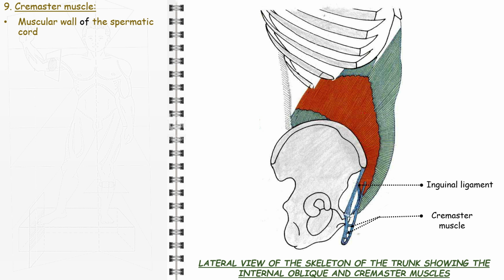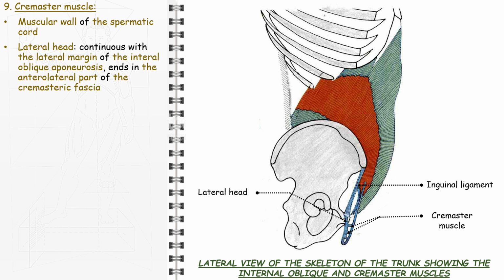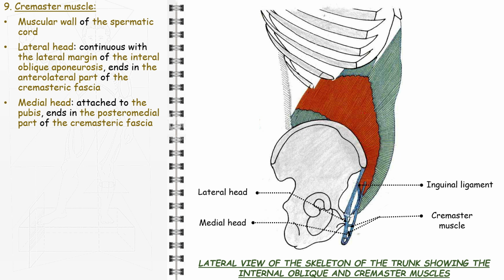Its lateral head is continuous with the lateral margin of the internal oblique aponeurosis and ends in the anterolateral part of the spermatic cord in men and of the round ligament in women. Its medial head is attached to the pubis and ends in the posteromedial part of the cremasteric fascia.